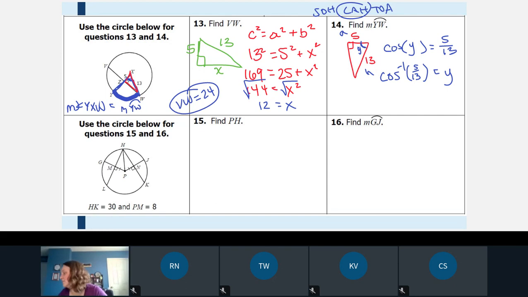And we get 67.4. Okay. All right, so my angle is 67.4. Going back to the bigger picture over here, because we're really talking about this circle. Okay, if that angle is 67.4, that means the measure of the arc inside of it is equal to that. So we can say the measure of arc YW is 67.4 degrees. Very nice.